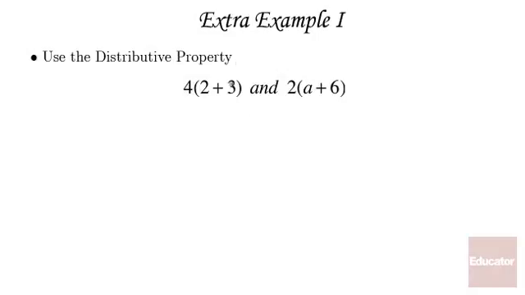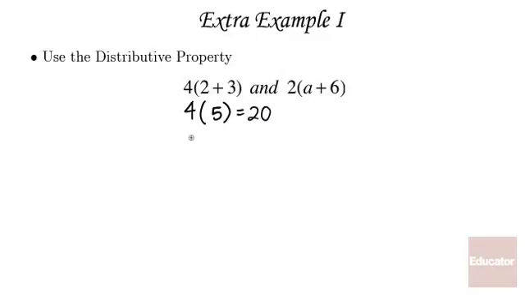So some examples. 4 times the quantity 2 plus 3. Here, you can go ahead and solve inside the parentheses first before multiplying by 4. So you can solve this out by doing 4 times, 2 plus 3 is 5, and then 4 times 5 is 20.